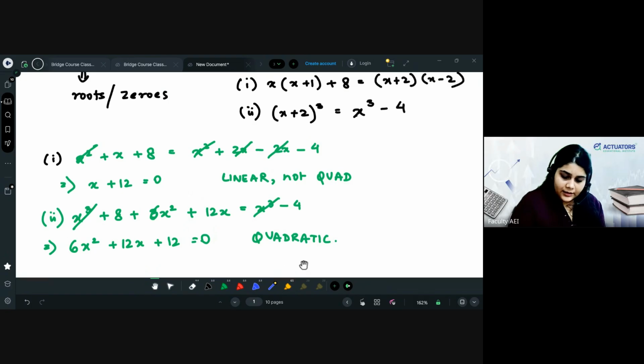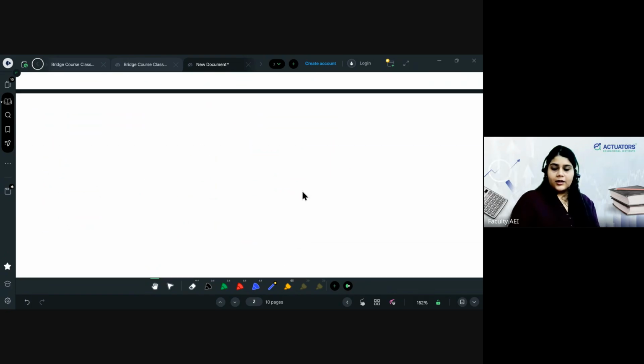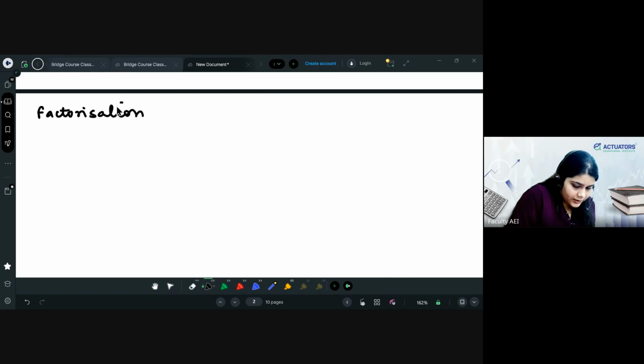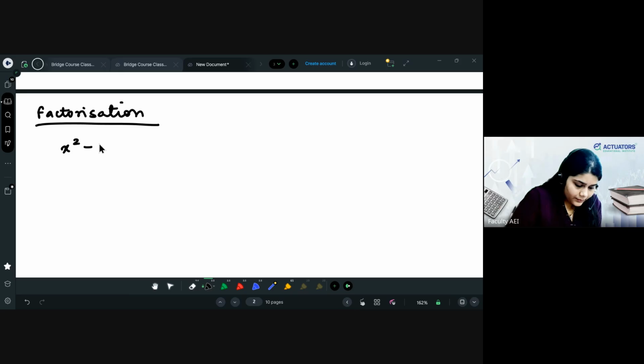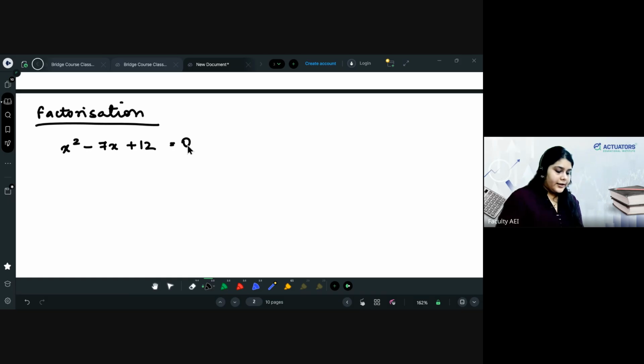Now, if we start looking at how we solve for the roots or the zeros of the quadratic, the first method we'll be doing is factorization. So for factorization, let's start doing it with an example, and then we'll do the general method also. Let's say this is our quadratic. Okay.